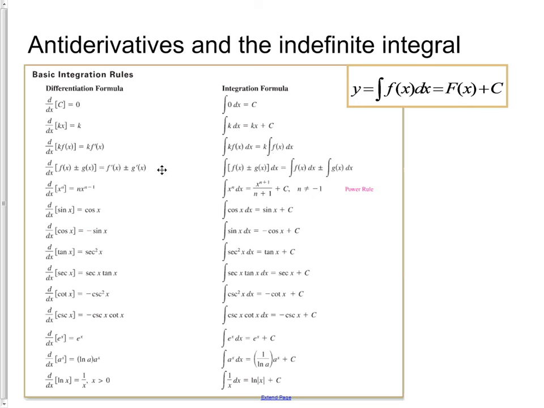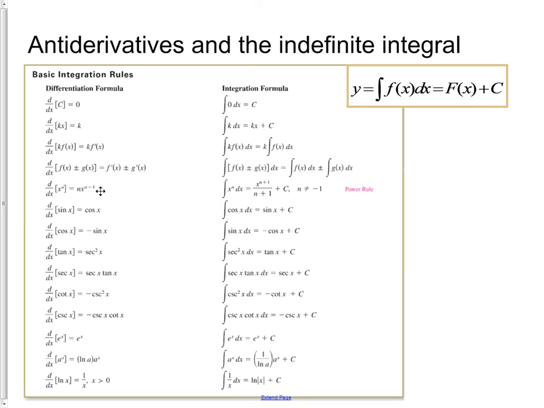We had a sum or difference rule for derivatives, which said that the derivative of a sum or difference of two functions, f and g, would be the sum and difference of their derivatives separately. Well, likewise, the antiderivative of a sum or difference of two functions, f and g, will be equal to the sum or difference of their antiderivatives.